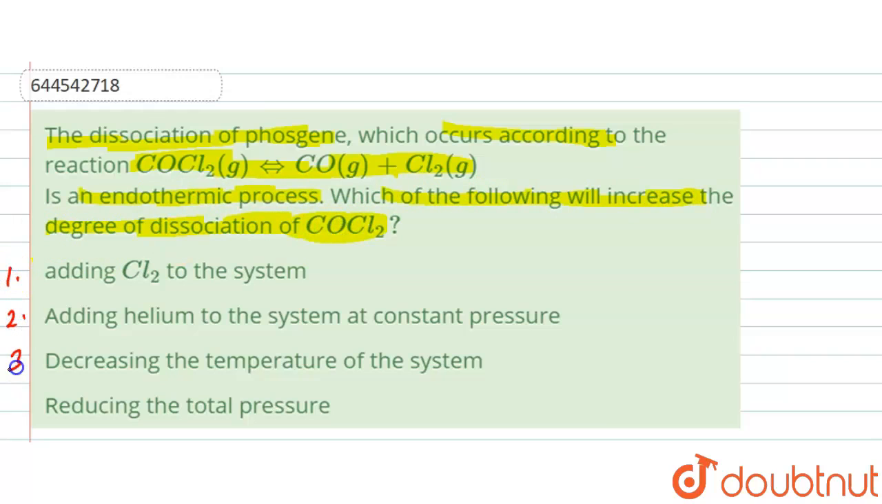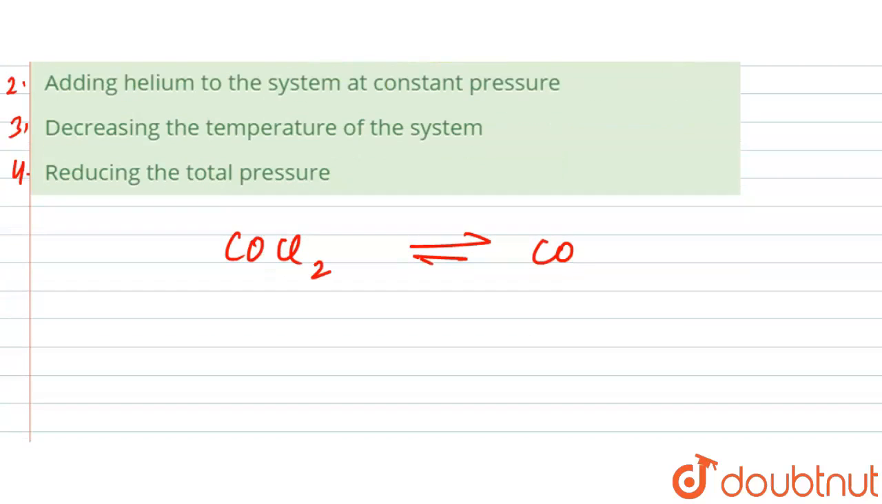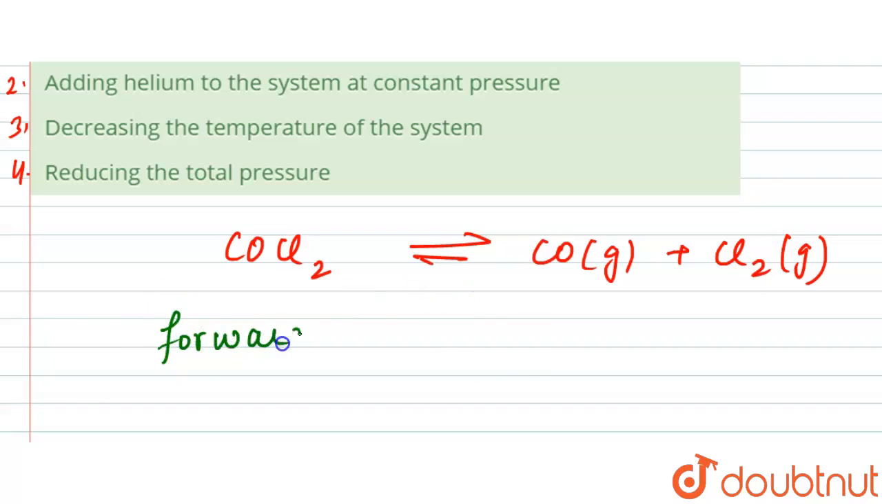So here we have the 4 points. We will see each one by one. First we have the reaction, COCl2 forming CO gas plus Cl2 in the gas form. Now we want to know how we can increase the degree of dissociation. It means that we want the reaction to be favored in the forward direction.